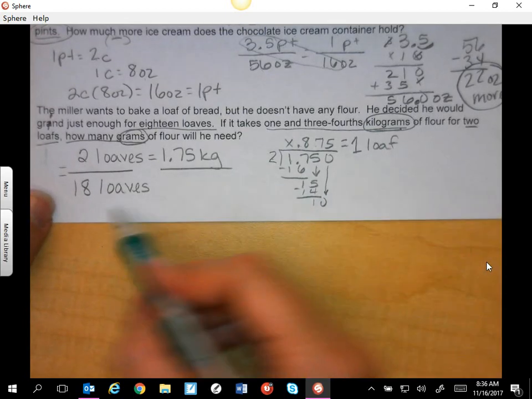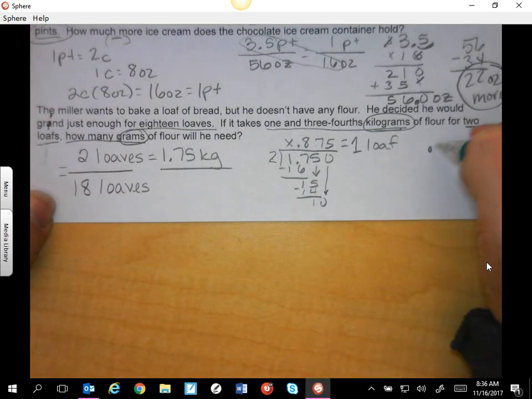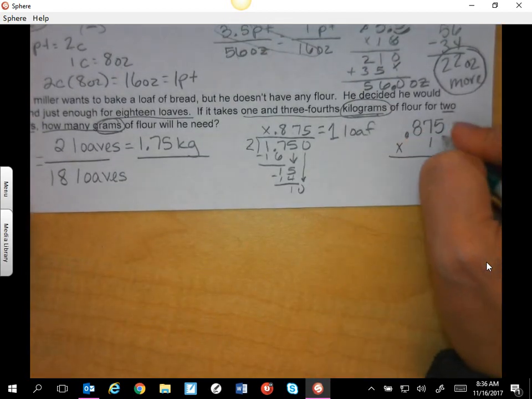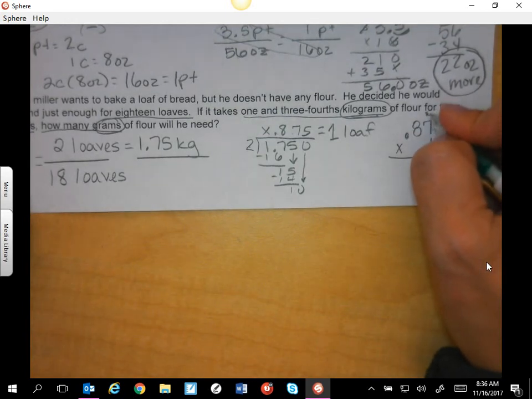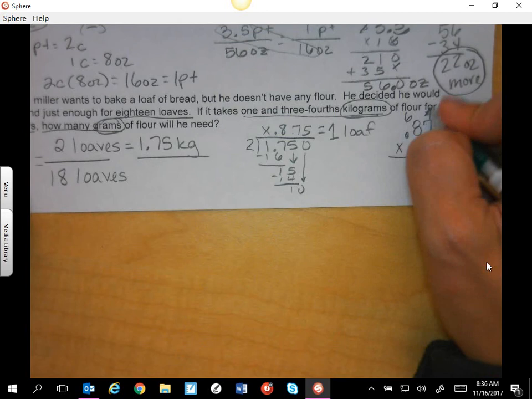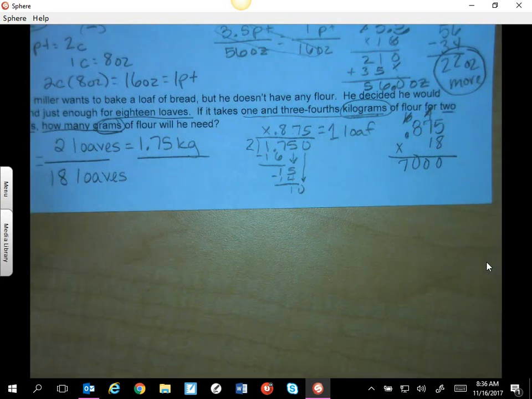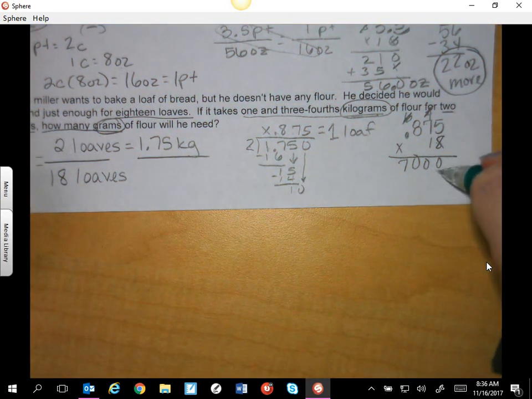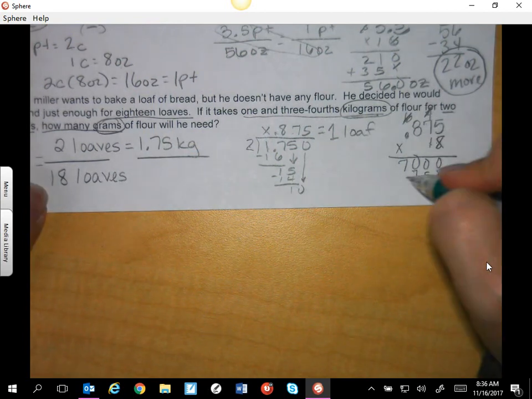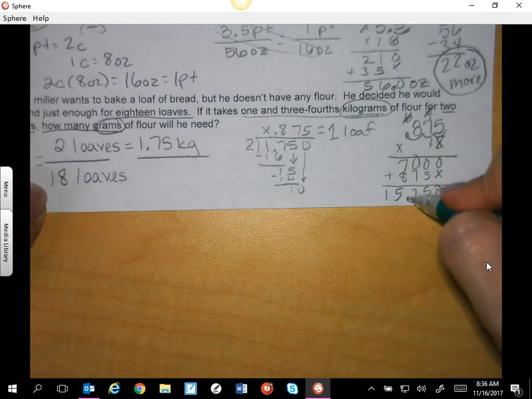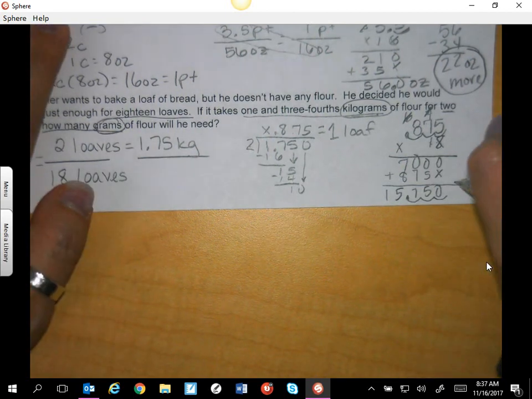So if I want 18 loaves, then all I need to do is 0.875 times 18. So 40, carry the 4, 56 and 4 is 60. 64 and 6 is 70. Uh-oh, my lights went out. See if it gets brighter again. There we go. Placeholder. 1 times 5 is 5. 1 times 7 is 7. 1 times 8 is 8. 0, 5, 7, 15. 1, 2, 3. Don't forget your decimal. So he will need, now this is kilograms.